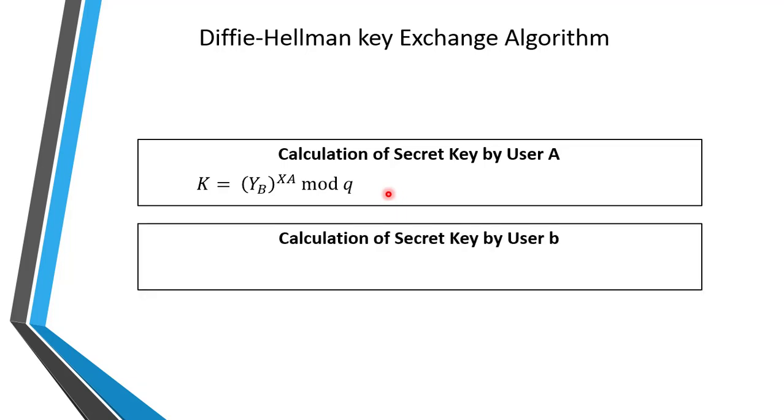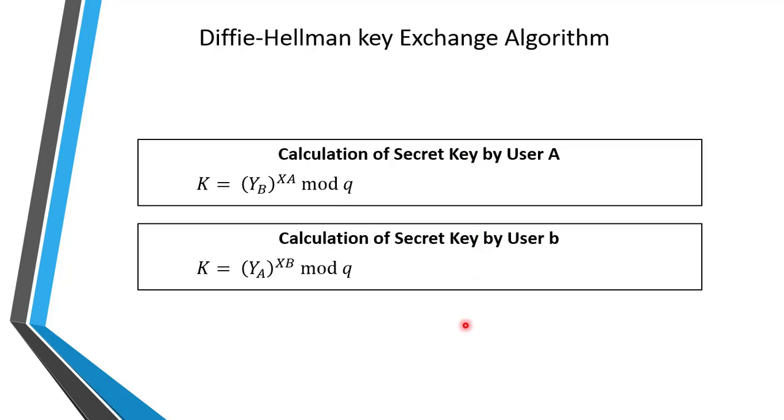Now on the receiver side, that is on user B's side, user B has the public key of user A. So YA raised to XB, where XB is user B's private key, mod Q. So in this way both the keys are calculated on the sender and the receiver side, and mathematically we will prove that these both key values are the same. So in this way keys are exchanged between user A and user B.